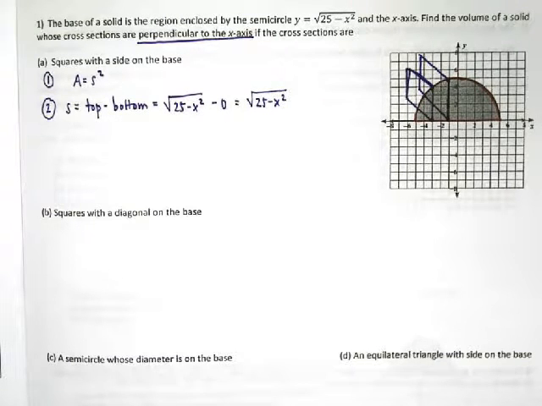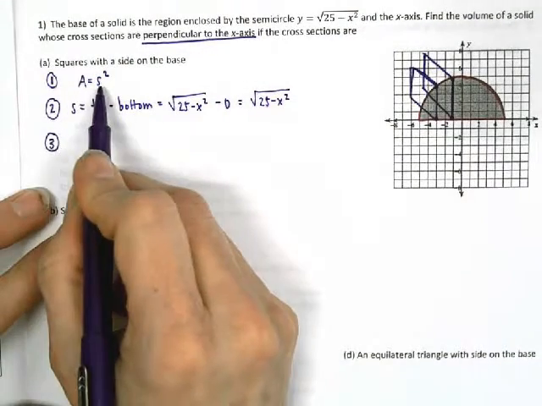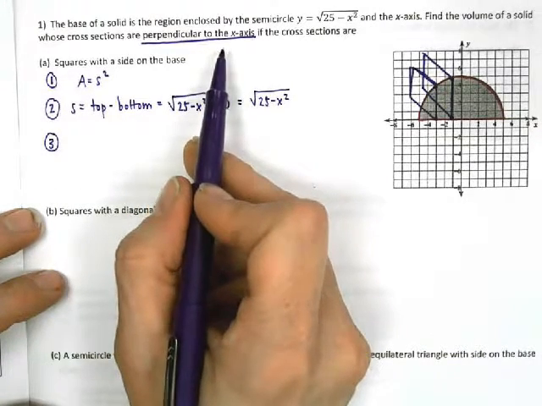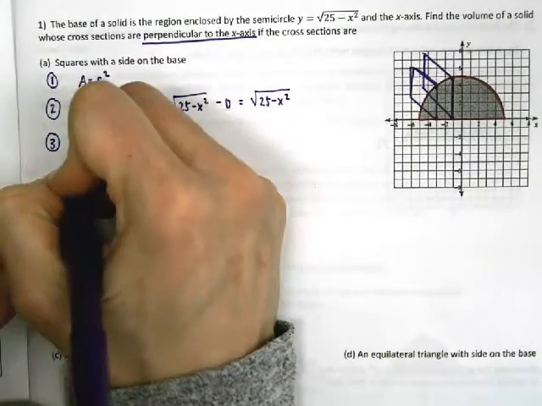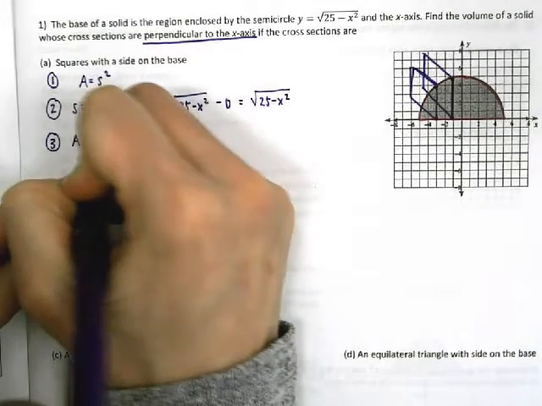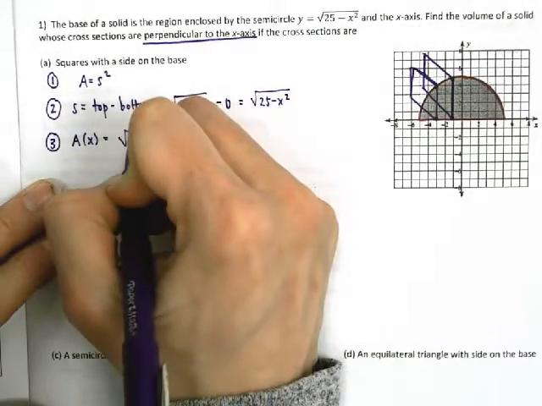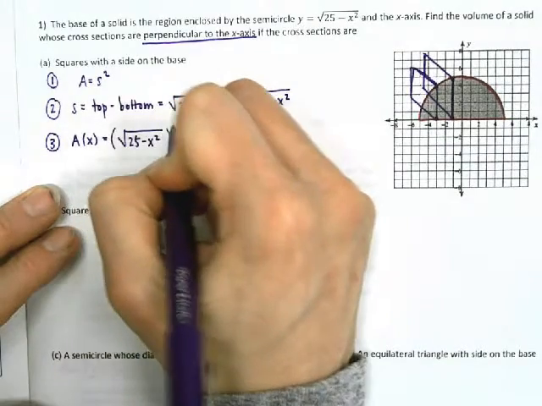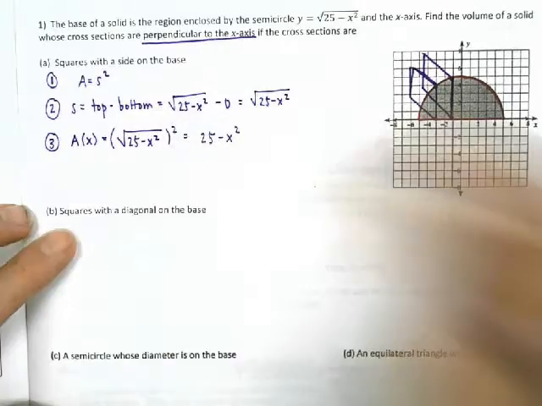Now, I know that to find this volume, I have to integrate or add up all of the areas. So the next thing I'm going to do is find the area in terms of x. So I know I'm going to be integrating with respect to the x-axis because this is perpendicular to x. So that means my area also better be in terms of x. So I'm going to say area of x. Well, we said it was the side, which I now know is the square root of 25 minus x squared. And we said it's the side squared. So my area now is just 25 minus x squared.